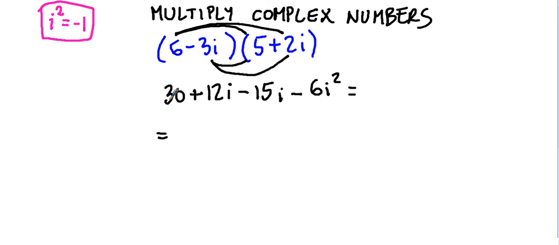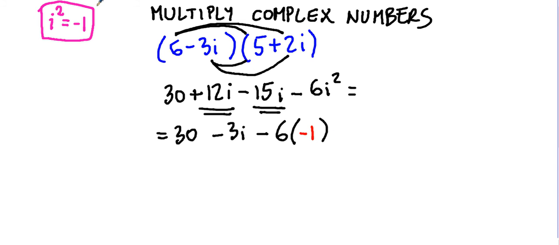Let's simplify. So 30 we just copy, plus 12i and minus 15i, that's going to be negative 3i. Then we're going to have minus 6. Now be careful about i squared. Let's substitute, make sure that we rewrite that as -1. We must simplify that. Remember, i squared equals -1. So our final answer will be 30 minus 3i plus 6, because -6 times -1 is positive 6.